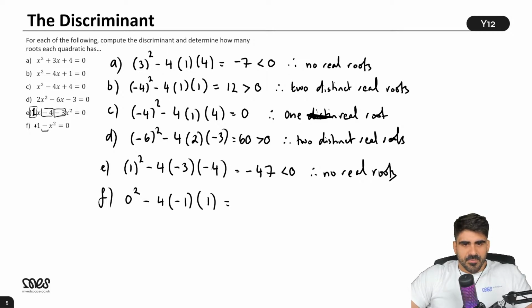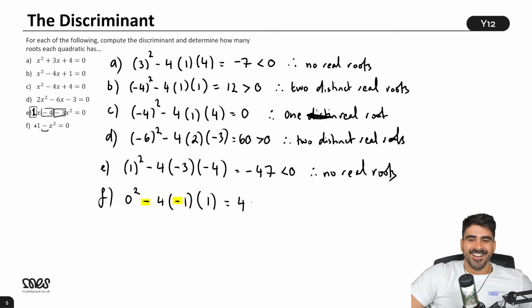Okay, so, just double check the double negative here, right? So 0 is just 0, we can ignore that. But with that double negative, it actually becomes 4. Yeah? Yo, Daisy, what's up? I'll see you in a couple of hours for Key Stage 3 class. Bigger than 0, therefore, what are we saying? Two distinct real roots, yeah.